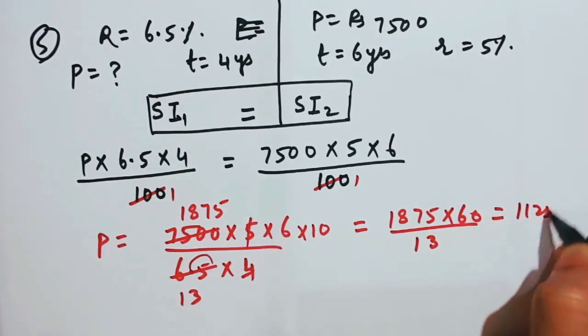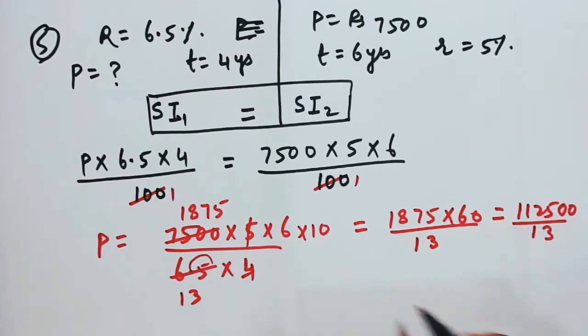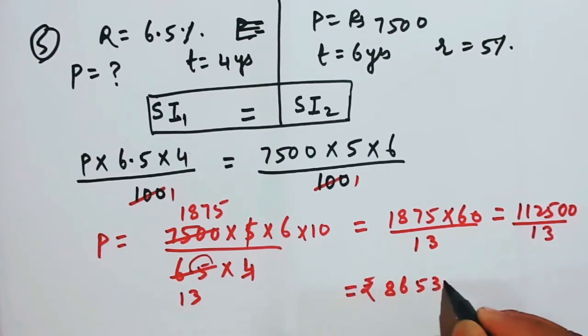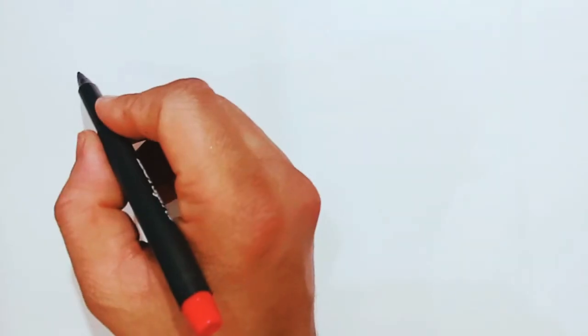112,500 by 13. Again you divide it, and you will get rupees 8653.85 as your final solution. Okay, please do check it.